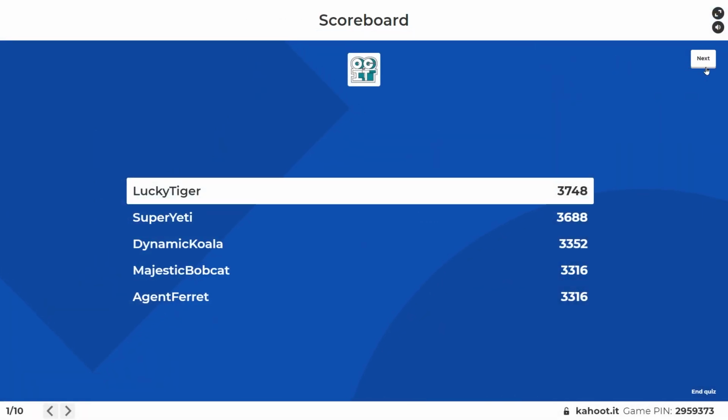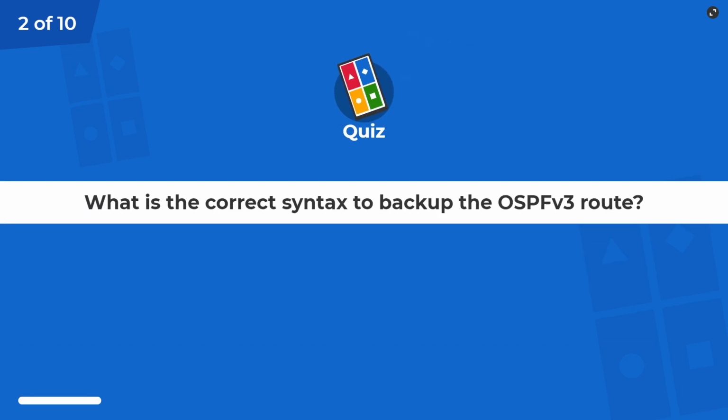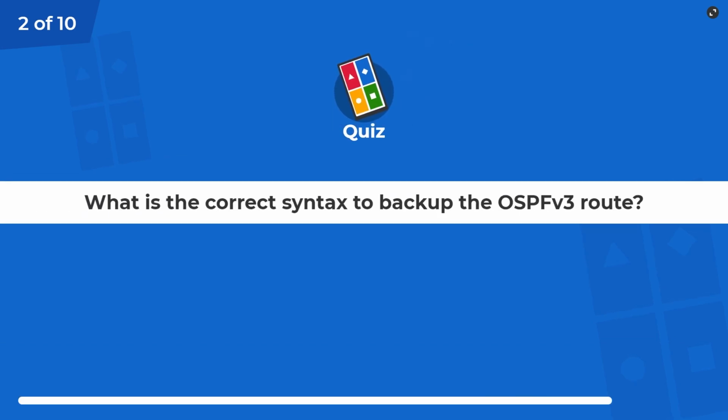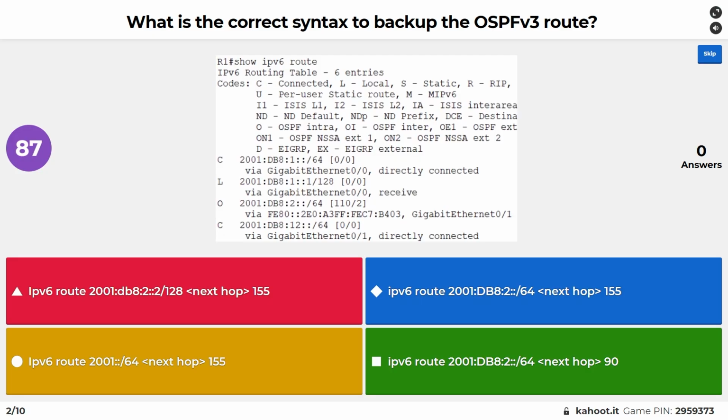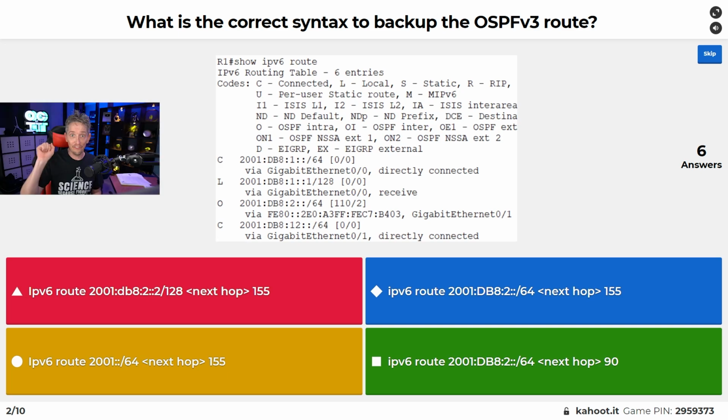That's just question 1. And here's question number 2. What is the correct syntax to back up the OSPF version 3 route? Now, just if you aren't familiar with OSPF version 3, that's the OSPF flavor for IPv6. And so what I'm really asking is, how do you create an IPv6 floating static route to back up the OSPF learned route?